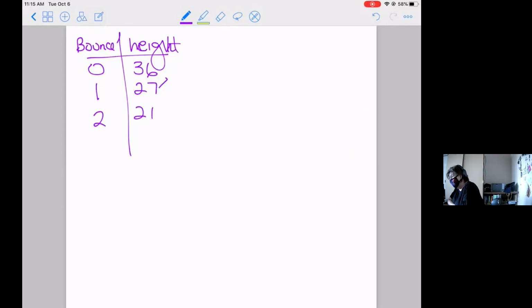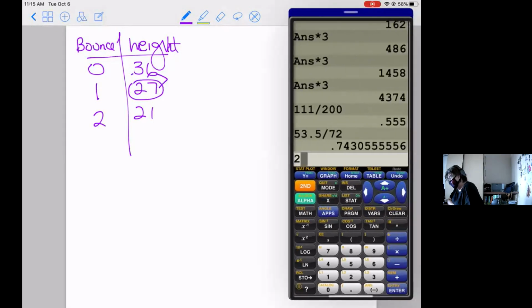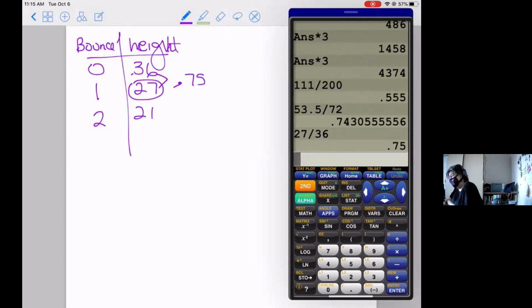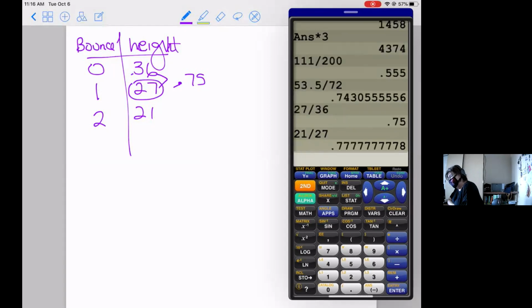So let's check our rebound ratio. The rebound height is 27 out of 36. So take 27 divided by 36. And I get 0.75. What if I do 21 divided by, would I do the 27 or the 36? What do you think? 27, because that's where the height was? Oh, 0.78 approximately.